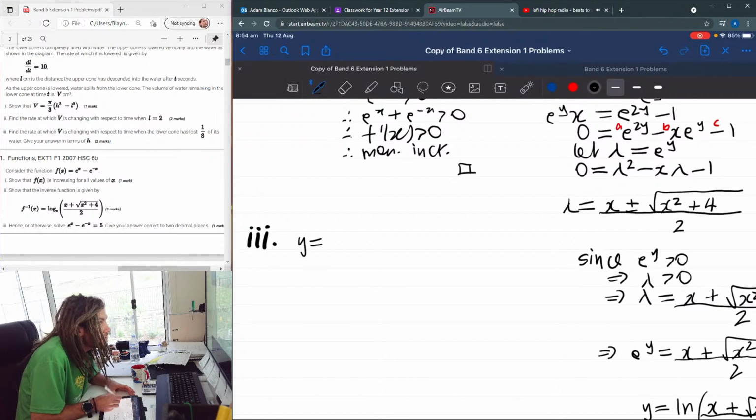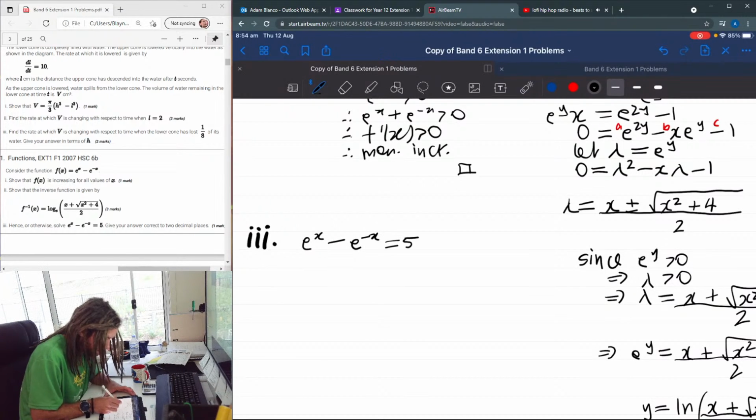Okay, y equals, oh no, it's not even y equals. What do we got in the equation? e to the x minus e to the minus x equals 5.